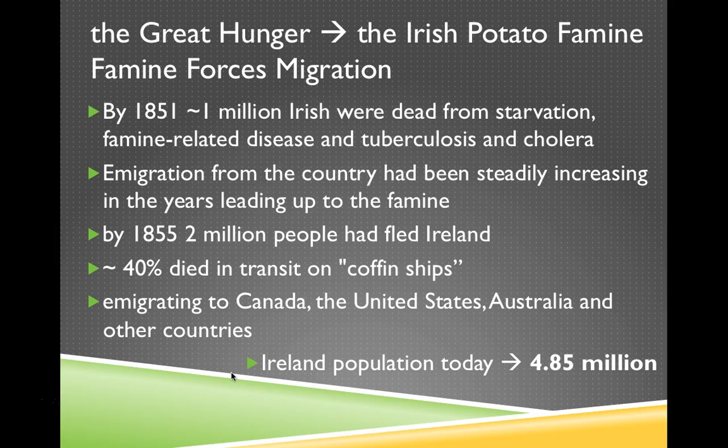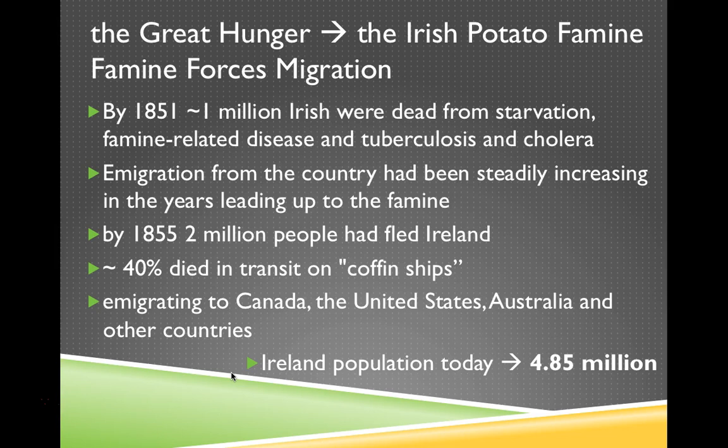Tuberculosis, the White Plague of the 19th century, and cholera are both going to take a severe toll on malnourished and starving individuals who are much more susceptible to infection and disease. Millions of people emigrated from Ireland, fleeing the country in search of a better place to live. By 1855, 2 million people had left Ireland for good. They often emigrated to Canada, the United States, Australia, and other countries.